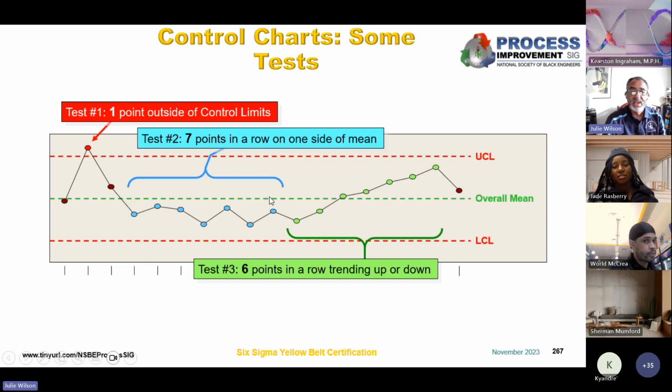The next test is 6 points in a row trending up or down. And notice it says 6 points in a row, because some people may be tempted after just 3 points in a row to make an adjustment.